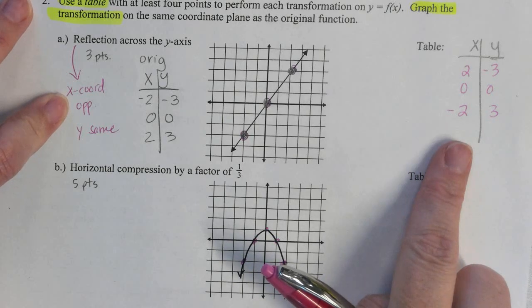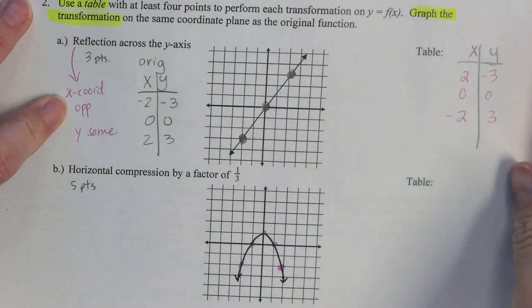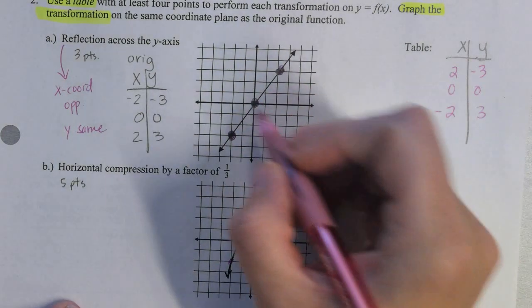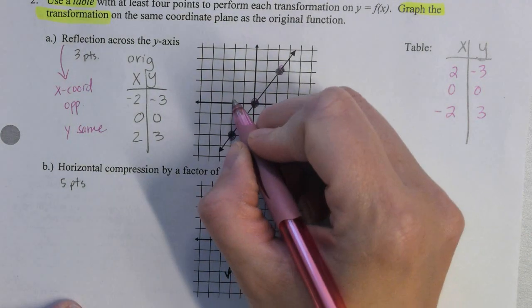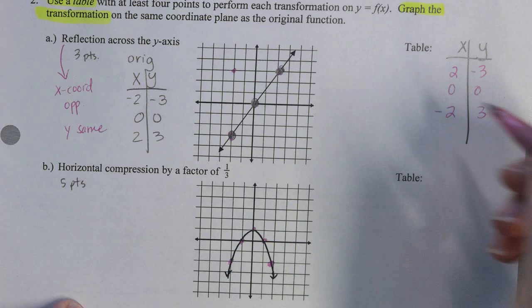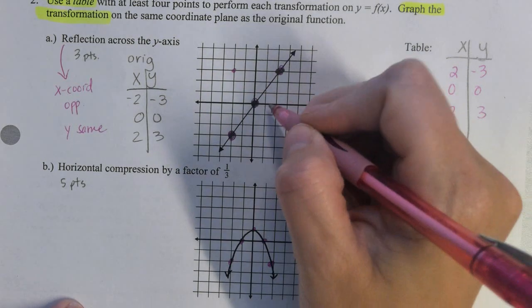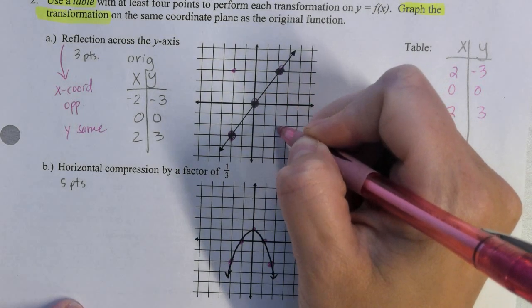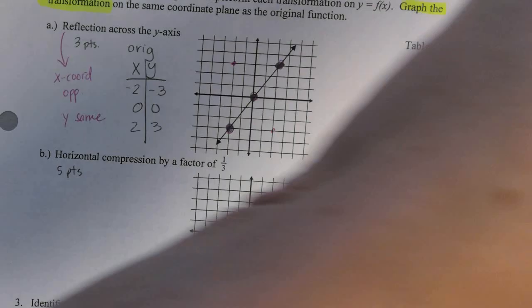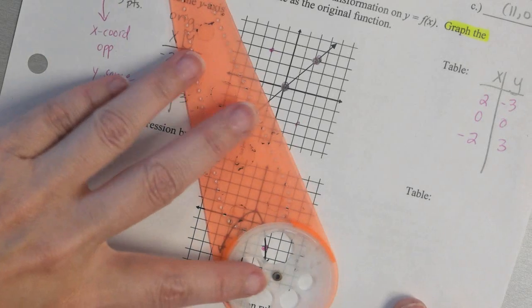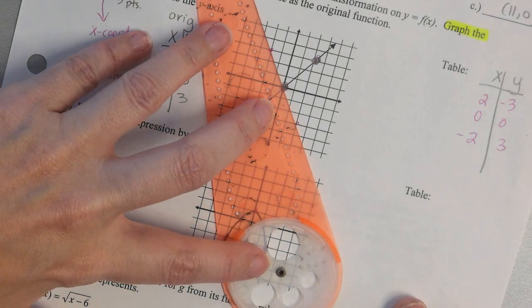These are your new points after the transformation. And then we're just going to graph it. So negative 2, 1, 2, 3, 0, 0, and then negative 2, 1, 2, 3. Okay, and I will have you use a straight edge tomorrow.